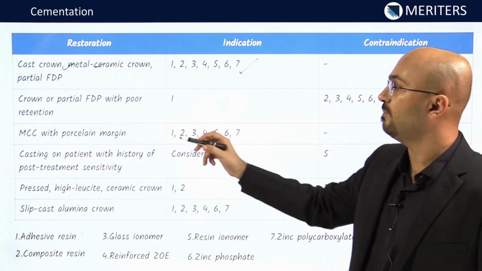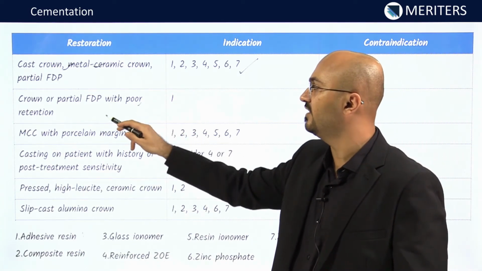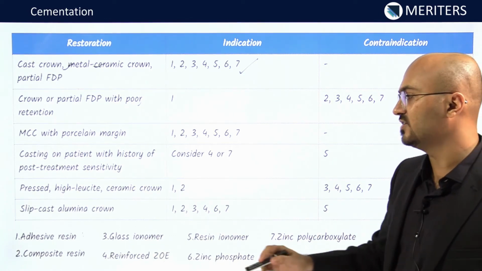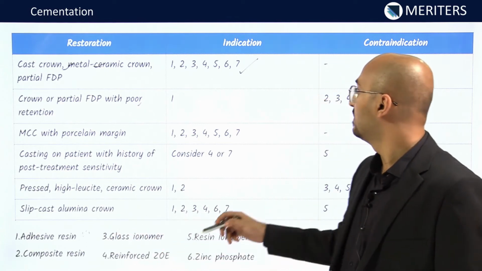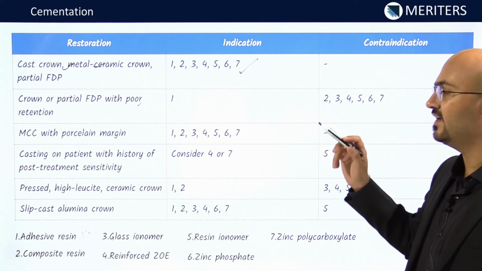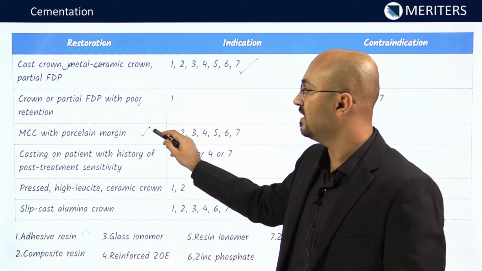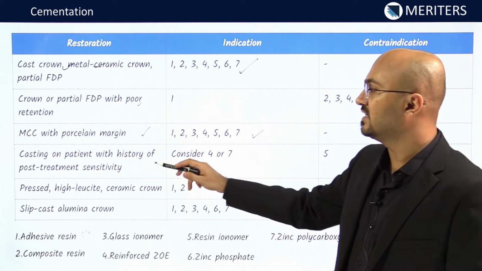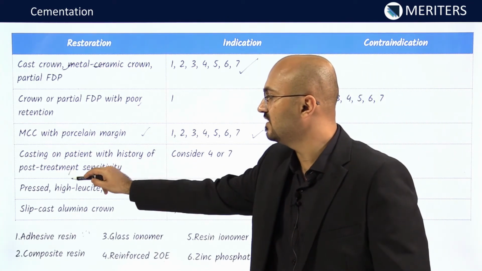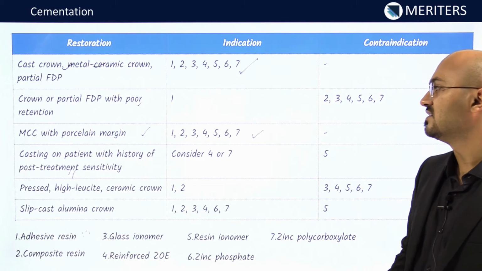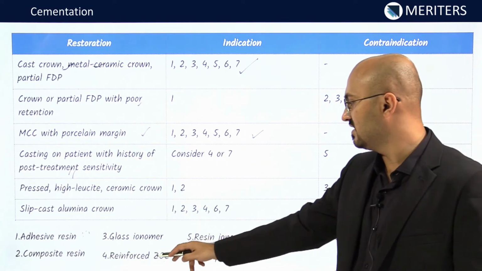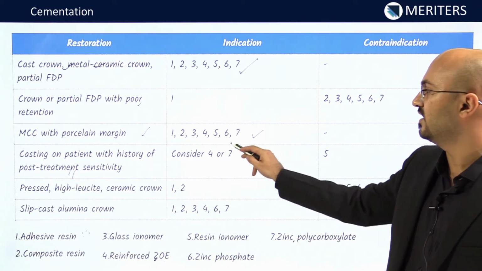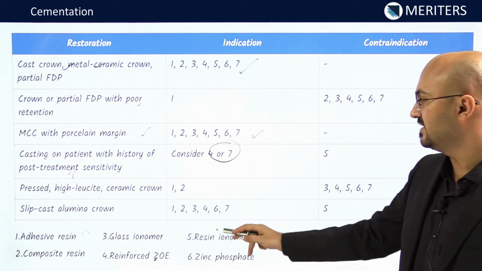Then coming to crown or partial fixed partial denture with poor retention. So for poor retention, you will definitely need something very adhesive. So that is obtained by adhesive resin cement. And the other cements are relatively contraindicated in such a situation. For a metal ceramic crown with porcelain margin, you can use any of these cements again. Then casting on patient with history of post-treatment sensitivity. In sensitivity cases, you will use zinc-based cements. So number 4 is reinforced zinc oxide and number 7 is zinc polycarboxylate cement. So you will consider zinc based cements here.